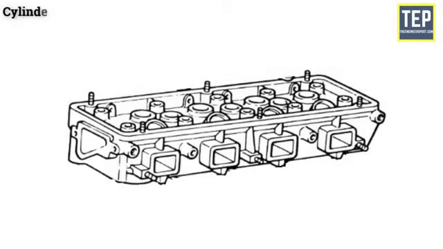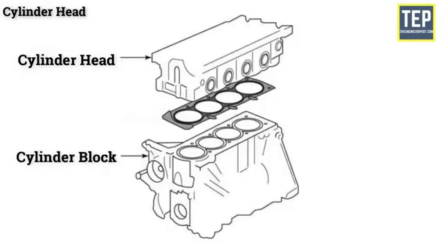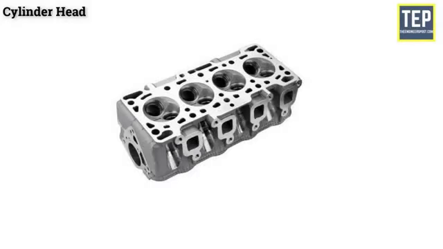Cylinder head. The cylinder head is another main part of an engine. It is a joint between the cylinder block and the rest of the engine. It is usually made up of cast iron and aluminium alloy.